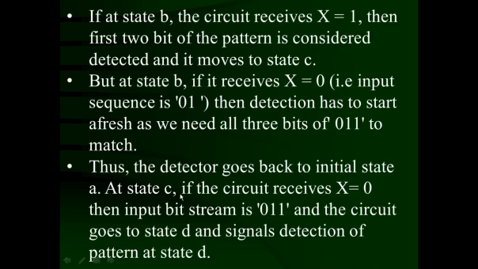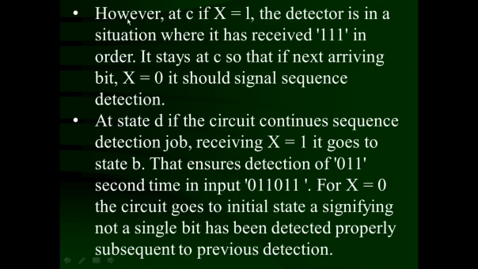At state C, if the circuit receives x is equal to 0, then the input bit stream is going to be 1 1 0, and the circuit goes to the state D and signals detection of the pattern at the state D. However, at C, if x is equal to 1, the detector is in a situation where it has received 1 1 1 in order. It stays at the C state only, so that if the next arriving bit x is equal to 0, it should signal sequence detection. That means it waits for the next input, that may be x is equal to 0, then it will complete the sequence detection.